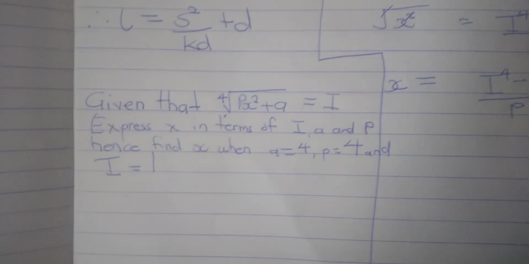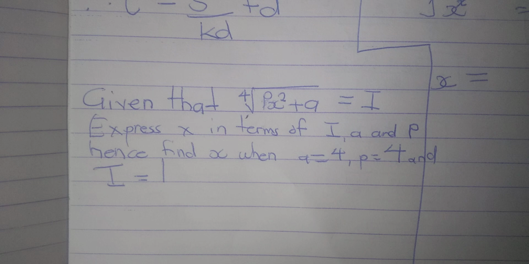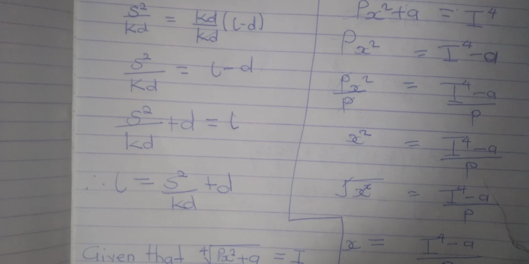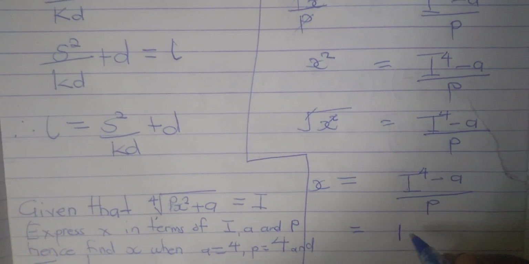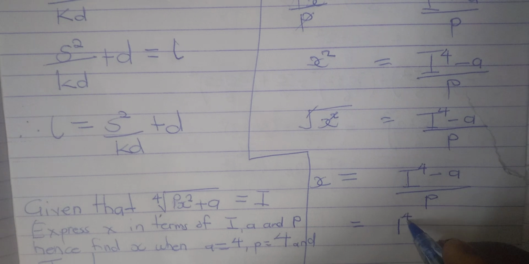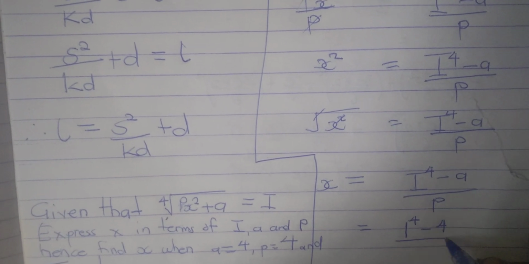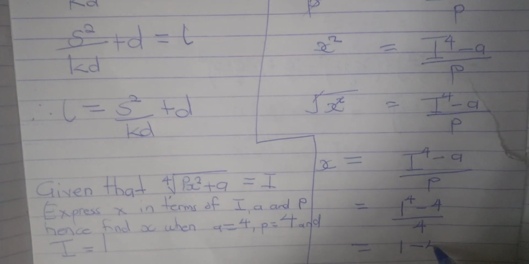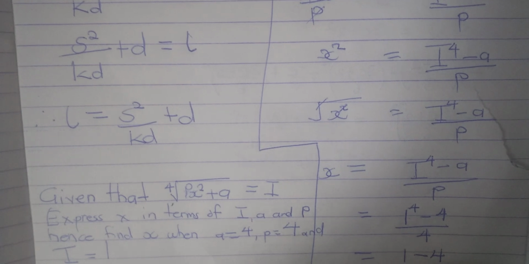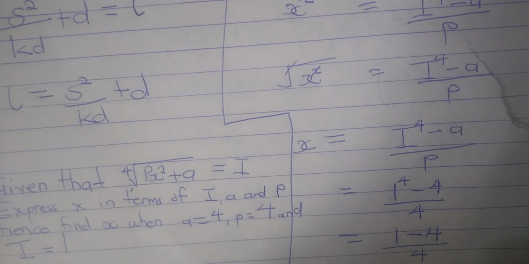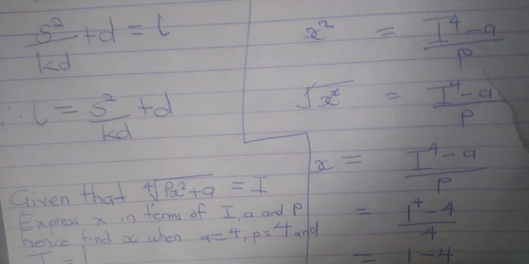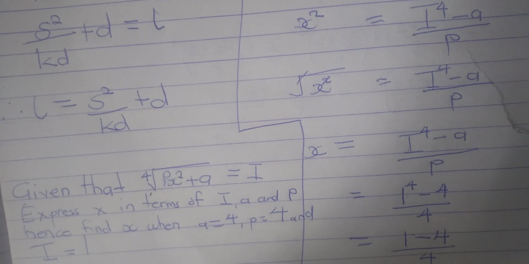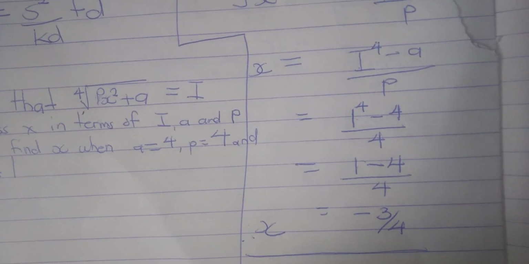But there was a hence part. They want us to find the x when a is 4, p is 4, and I is 1. So we substitute where we see this I, we put there a 1 raised to power 4, minus the a, which is a 4, over our p, which is also a 4. So 1 raised to power 4 is 1, minus again 4 over 4. So we have 1 minus 4, which is negative 3, over 4. So that is the final answer for x. Therefore our x will ideally be negative 3 over 4.